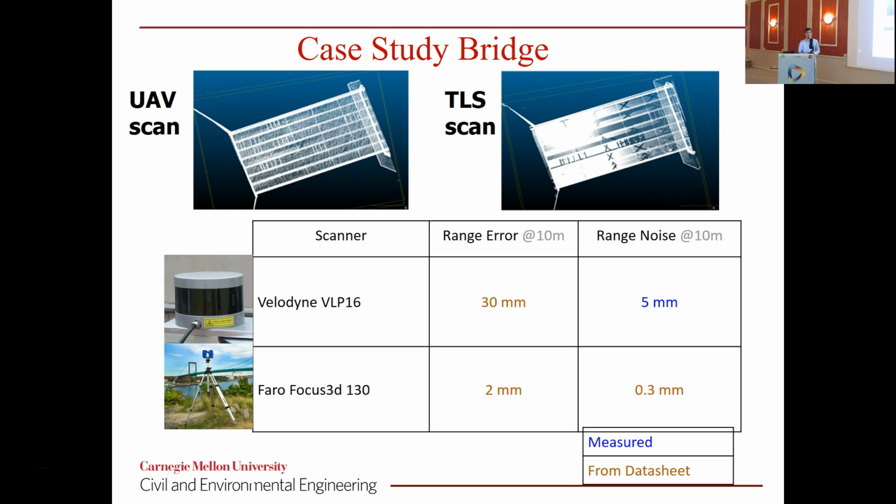And then we equipped a UAV drone with a state-of-the-art Velodyne VLP-16 scanner, which has a range error of 30 millimeters at 10 meters and a range noise of 5 millimeters at 10 meters.